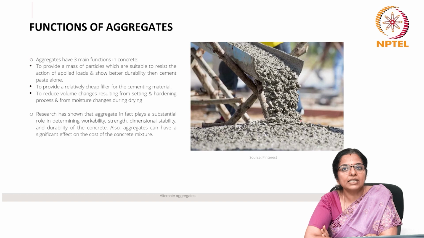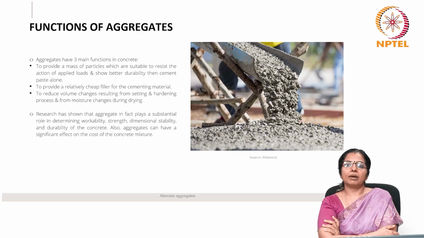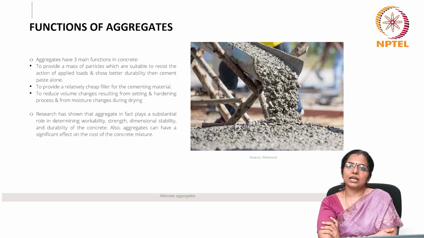What are the functions of these aggregates? Aggregates have three main functions in concrete. They provide a mass of particles which are suitable to resist the action of applied loads and show better durability than cement paste alone. They provide a relatively cheap filler for the cementing material, and they reduce the volume changes resulting from the setting and hardening process and also from the moisture changes during drying.